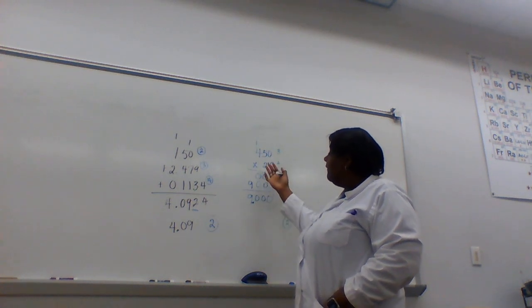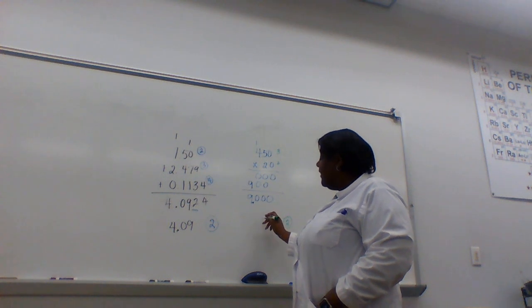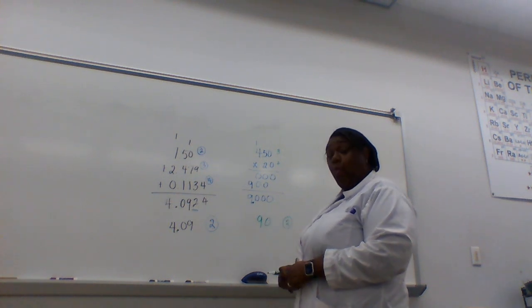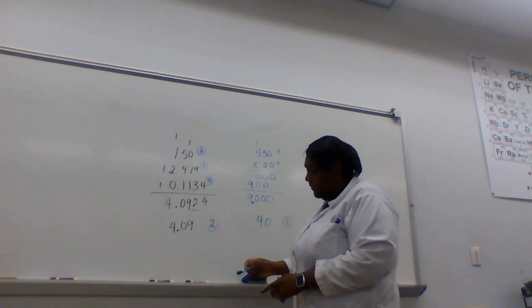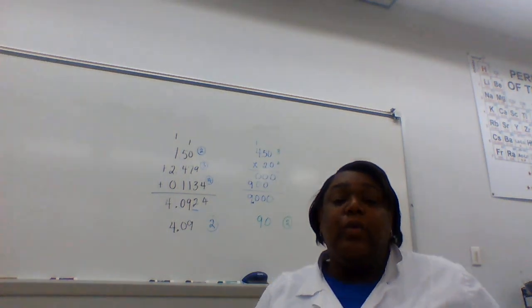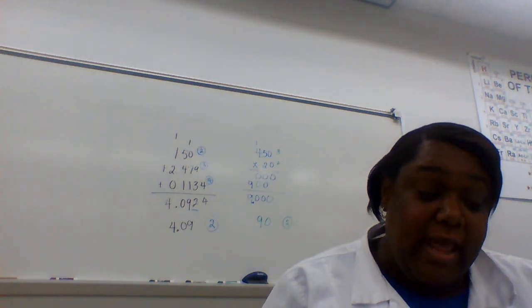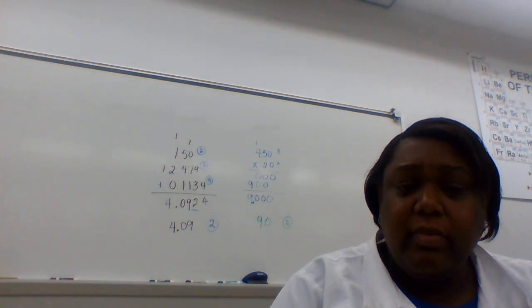And so for 4.50 times 2.0, the correct answer should be 9.0 with correct sig figs. Okay? And so that rule applies when you're multiplying as well as when you are dividing.